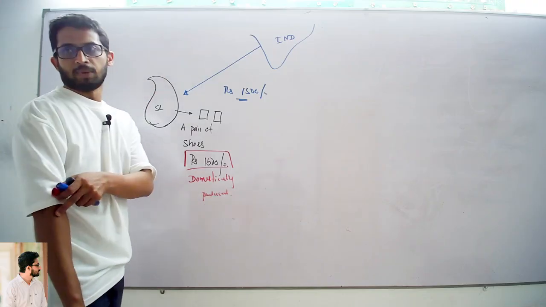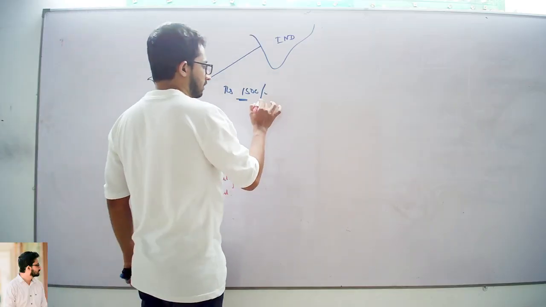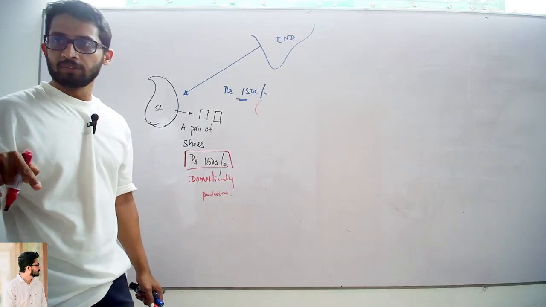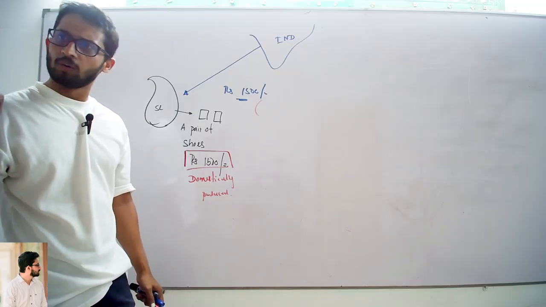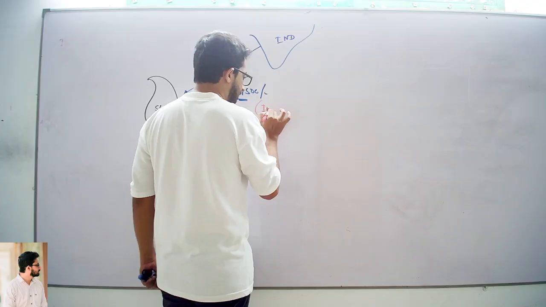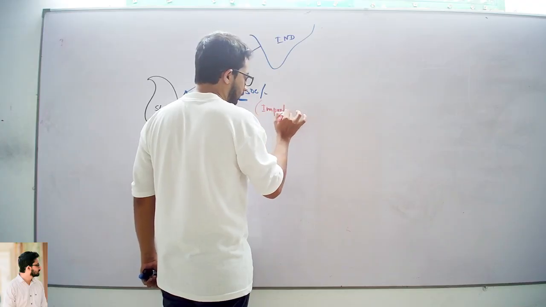There is another one. What is the other one? The same pair of shoes, but imported, which is also being sold for 1,500. This is the imported one.